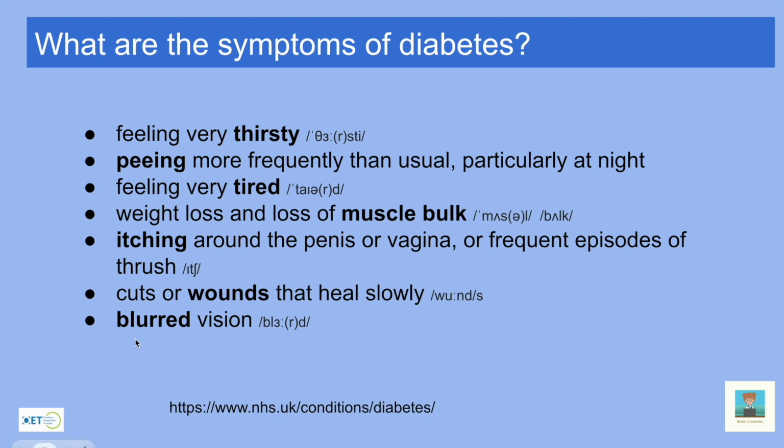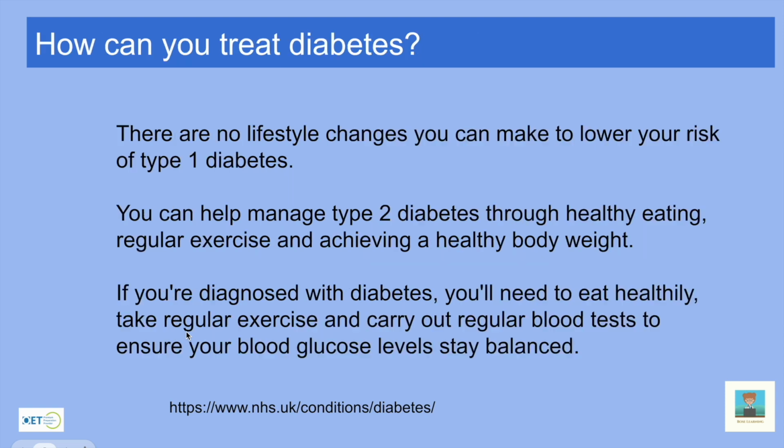Or they might be experiencing blurred vision. That's when they can't see clearly. Blurred vision. So we have thirsty, peeing, tired, muscle bulk, itching, wounds, and blurred. And those are the typical symptoms of diabetes.